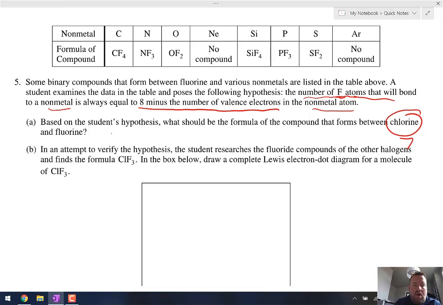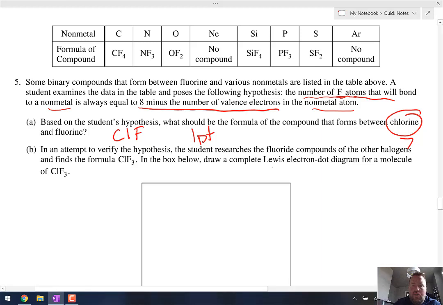So what will be the compound that forms? It'll be ClF or FCl, whichever way you want to write that. Okay? And that's a 1 point response. And it has to be just straight ClF.